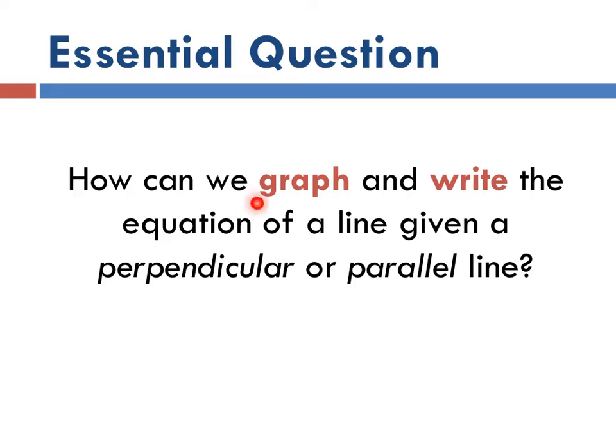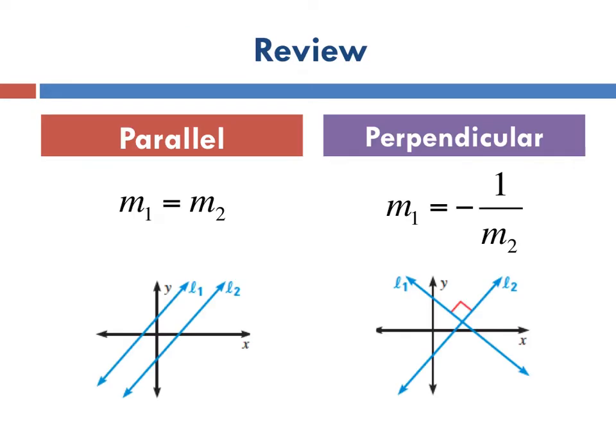How can we graph and write equations of a line given perpendicular or parallel? Remember, if I ever write this, I mean perpendicular, and if I ever write something like that, I mean parallel. Just as a review, parallel means that the two slopes are the same. So the slope of line 1 and slope of line 2 are equal to each other, and it looks something like this. Let me go over it in blue.